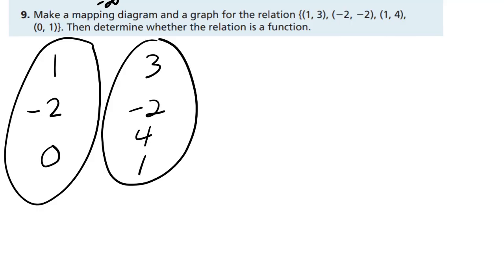So 1 is mapped with 3. -2 is mapped with -2. 1 is mapped with 4. So that tells you this will not be a function, and 0 is mapped with 1. So it's not a function, okay?